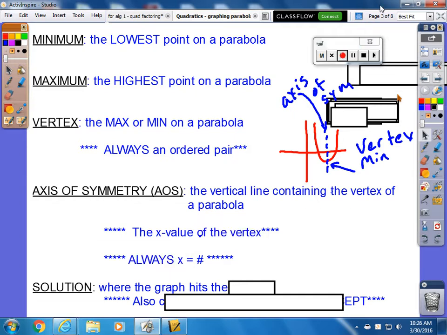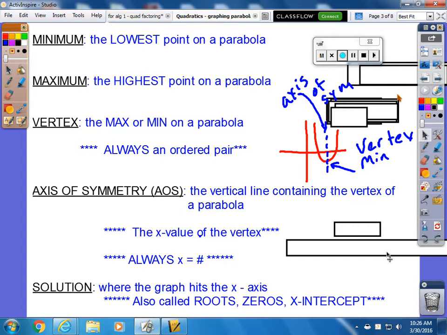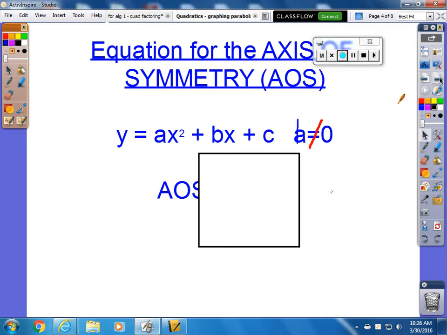And where the graph hits the x-axis, this is important, that's your solution. So the solution to a quadratic equation is where it hits the x-axis. This is also called the roots, the zeros of the function, or x-intercepts. So it can be called solutions, roots, zeros of the function, or x-intercept. That's important vocabulary for you to remember.